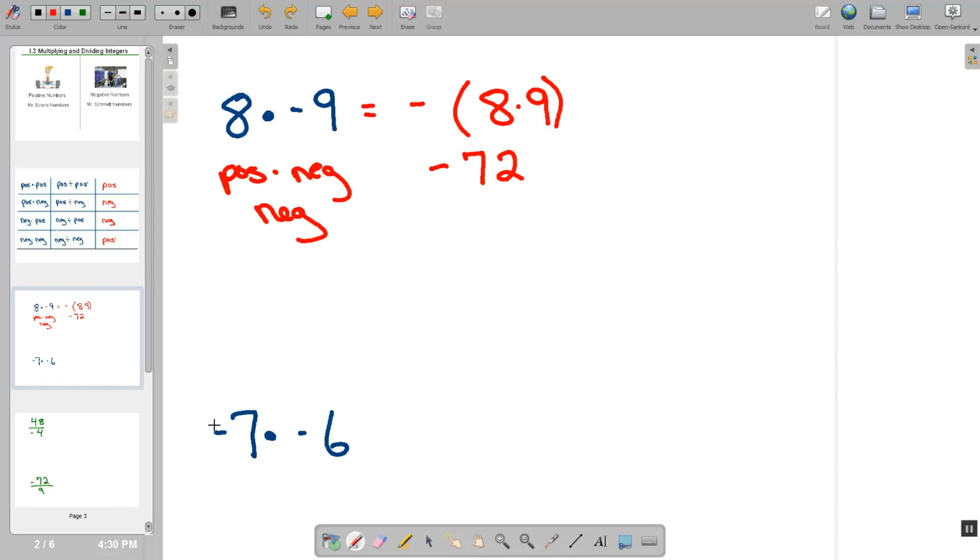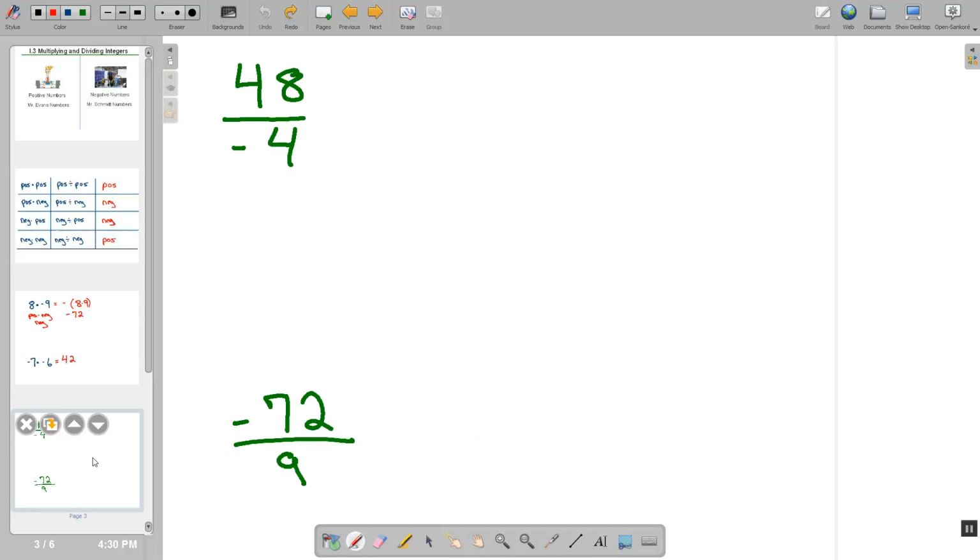In the problem negative 7 times negative 6, a negative times another negative is going to give us a positive answer, and 7 times 6 is 42, so this gives us an answer of positive 42. So with the positive times the negatives or anything like that, it's important to think about the negatives first, then do the simple arithmetic and work from there.